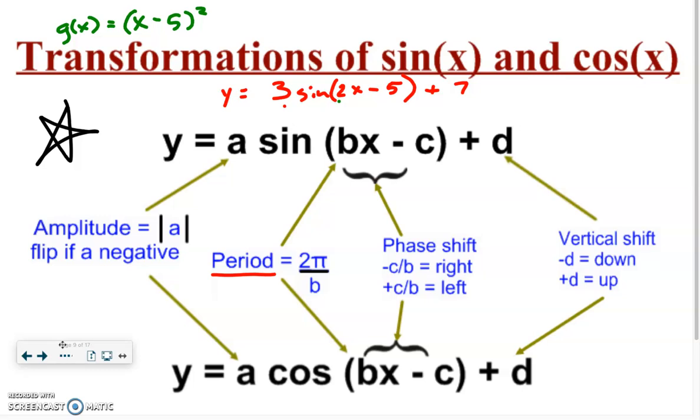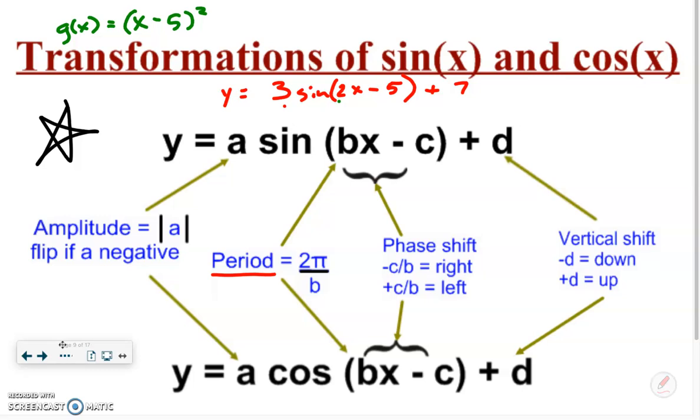Tomorrow we're going to graph secant, cosecant, tangent, cotangent. It's going to start to change a little bit. The period is still going to be 2 pi over b if we're talking about secant and cosecant, but for tangent and cotangent, that period is going to be altered. And we'll talk about the reasons why tomorrow. Okay, but just a heads up on that.